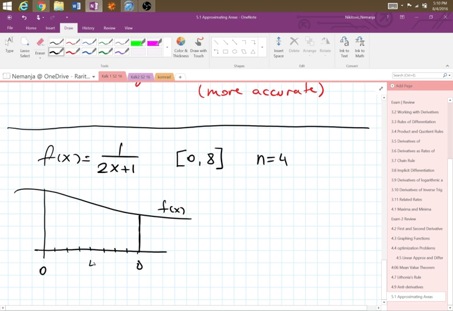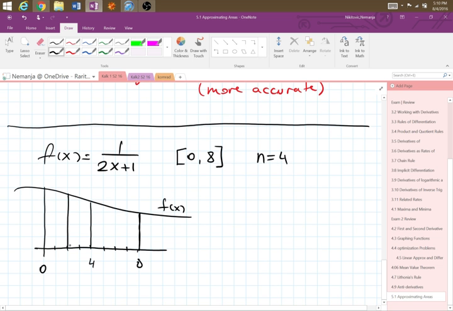So I need 4 rectangles, so that's divide in half and then divide in half again. I need this graph over here for visual, because I need to know where I'm computing my functions. For the left sums, I will be computing at 0, at 2, at 4, and at 6. And for the right sums, I will be computing at 2, 4, 6, and 8.